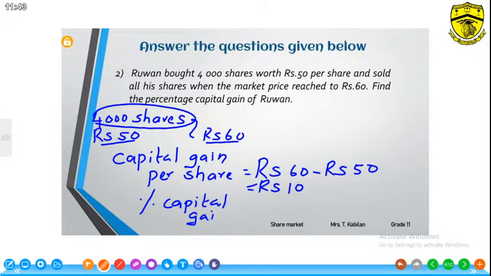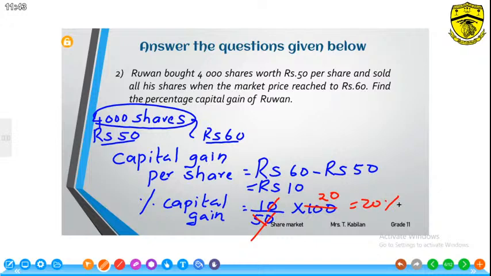Here, when you find the percentage of capital gain, the purchase price is given, that is 50, and the capital gain per share we have already found, that is 10. When converted to a percentage out of 100, you will obtain the percentage of capital gain of Ruan. Here 10 and 10 cancel out, and 5 into 10 is 2 times, so 20 is the percentage of capital gain of Ruan. So when you are asked to find the percentage of capital gain or loss, you can take the capital gain per share as the easiest method, right? Without finding the invested amount and the selling amount, right?